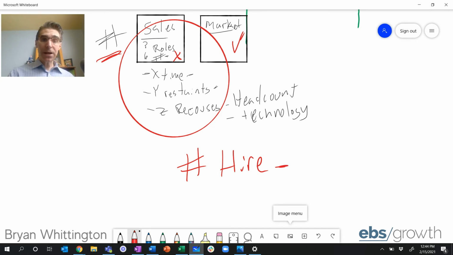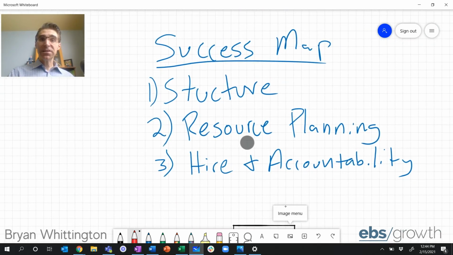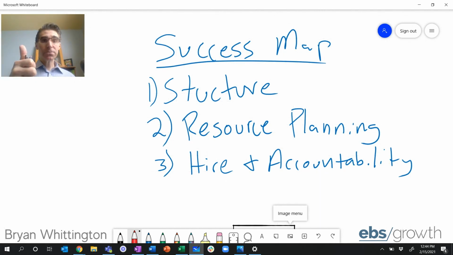And then also it allows us to know, okay, instead of headcount, what technology and tools can I use? So that's the brilliance of leveraging this success map. I can figure out what is my structure supposed to be? What's the resource planning that I'll need to run that structure? And then lastly, who do I need to hire and how can we hold these people accountable to executing so they're successful? And that is the idea of the success map.